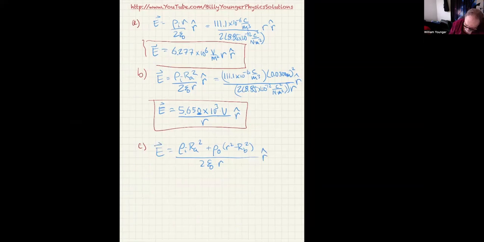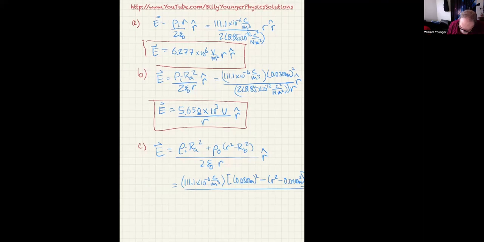So in this case, making it a vector, we're going to get 111.1 times 10 to the negative 6 coulombs per cubic meter times, notice I'm factoring that out. Since rho I and rho O are the same, but only differ by a negative, I'm going to say this is R A, which of course is 0.0300 meters squared. And then instead of plus, I want to do minus to account for rho I having a negative charge of rho O. And then this will be R squared minus 0.0400 meters squared. And that'll end my closed brackets.